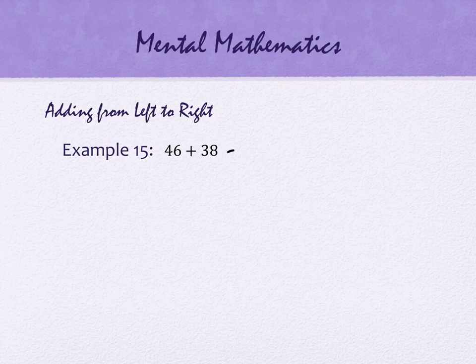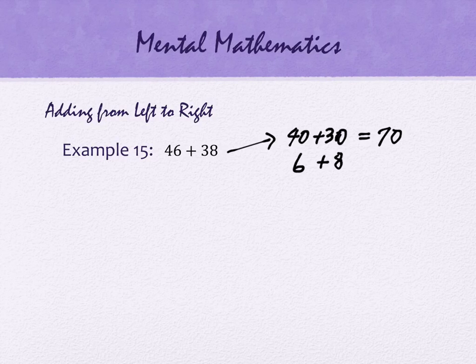It means looking at this number and adding, in this case, the 40 and the 30 first. So what is 40 plus 30? Yeah, 70. And then it's adding, what are my other numbers? 6 and 8 next. What is 6 and 8? 14. And then adding the results of the 40 and the 70 and the 14 together, which gives you 84.